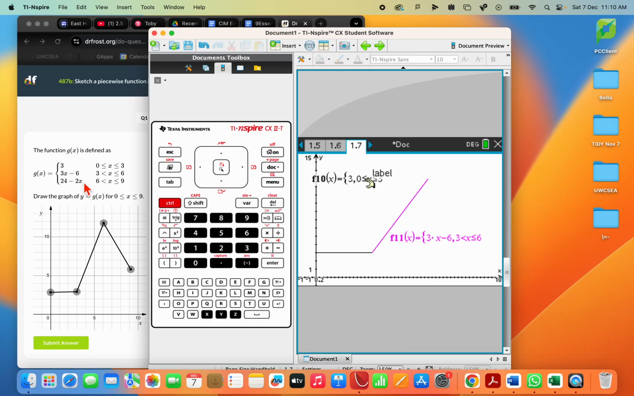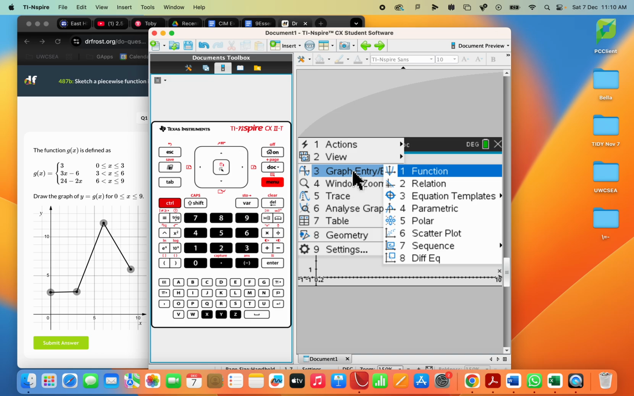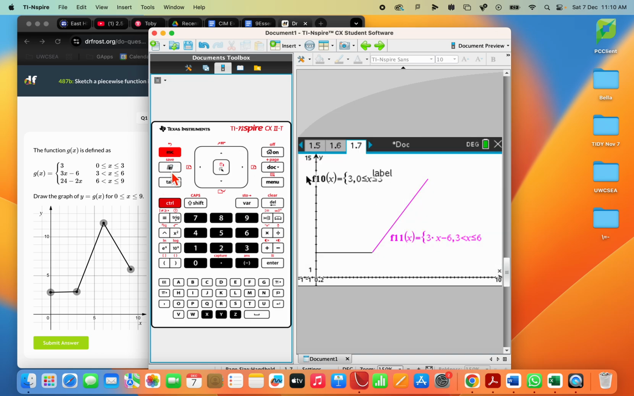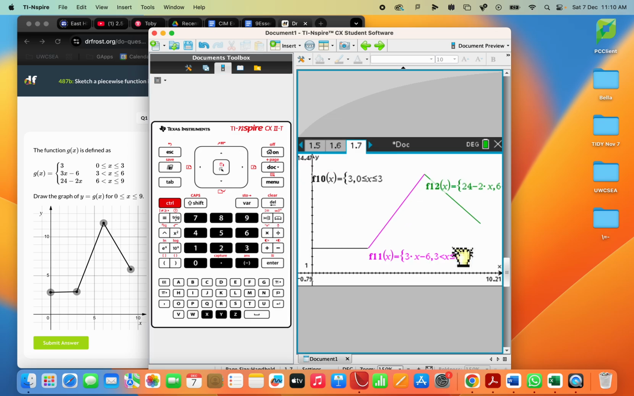And now we've got the final piece of the function to fit in from here, and that's the 24 minus 2x. So remember, tab. The long way is menu, graph entry, and function, right? But the quick way is tab, and it opens up the most important thing for you, which is to draw a graph. And this is 24 minus 2x. And again, if we just draw that, it will draw a continuous graph to infinity in both directions. So we need to restrict the domain given that 6 is less than x, last one is less than or equal to 9. On it goes, and there you have your piecewise linear function. Piecewise because it's pieces stuck together, and linear because they're straight lines. Okay, hope that helps.